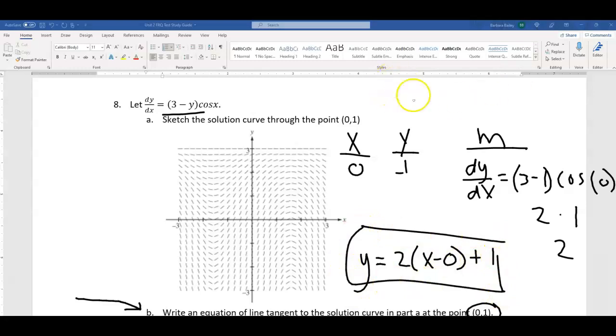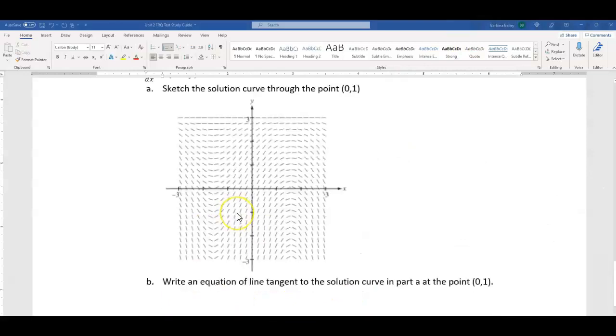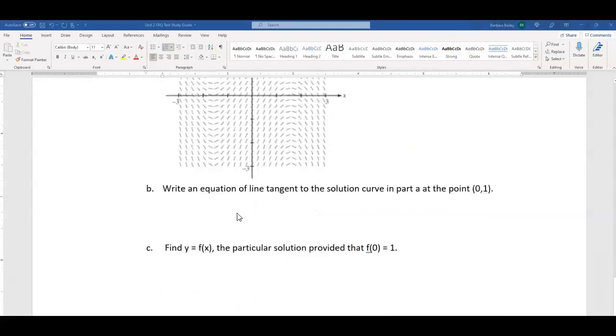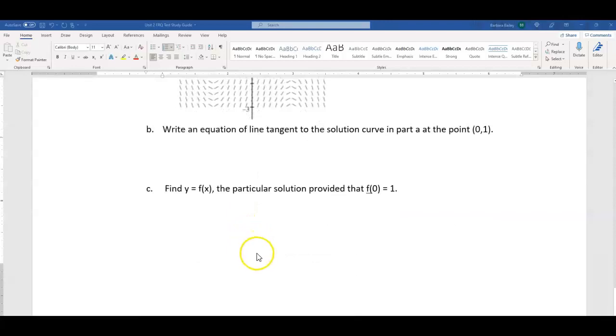So that's a review question, but the reason I included it is because on the actual AP exam, it's not uncommon for them to throw a question like this on there. So let's go ahead and move on to part C. They want us to find a particular solution.